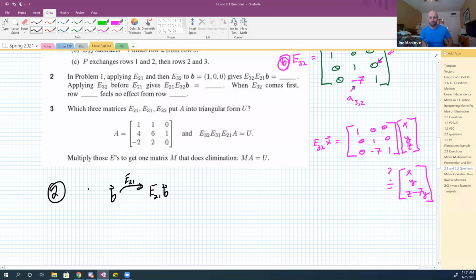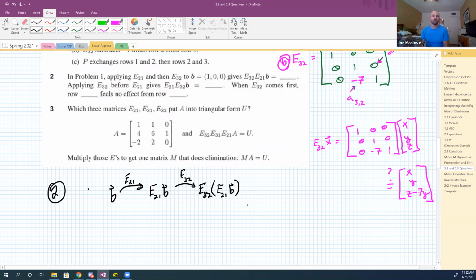You guys all on board with that? Ish. Okay. Then I'm supposed to apply, so it's applying E21, that's this, and then E32. So that's going to be E32 here. So I'm going to have E32 that I did to E21 and the vector B. You guys all see that?